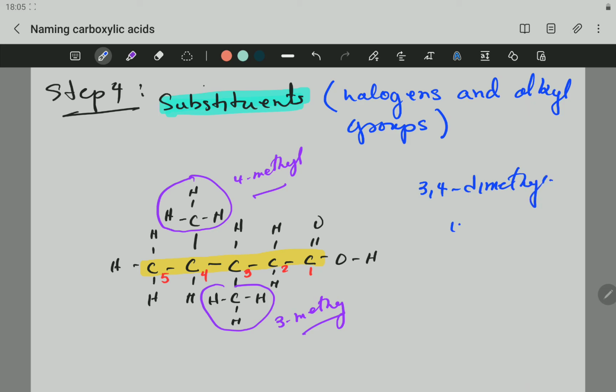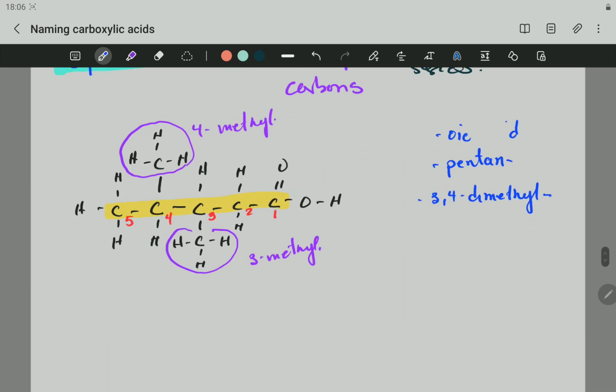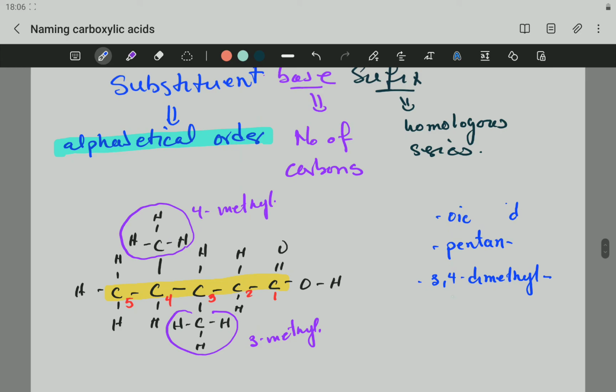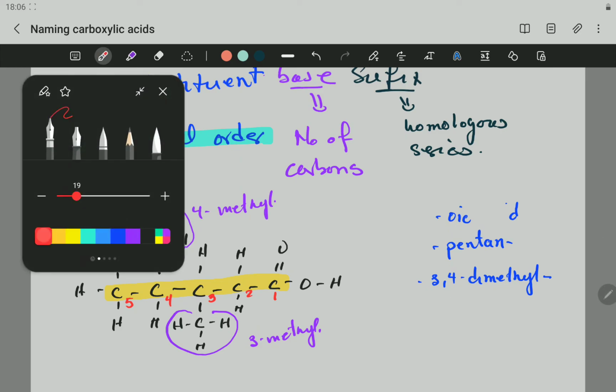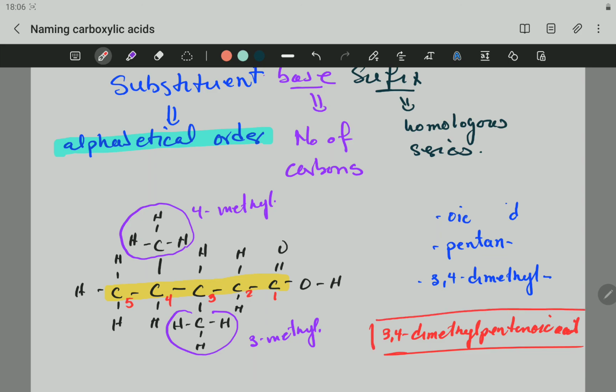We have oic acid. We have pentan. So this is all the information we have up until now. So what do we have to do? We have to organize the name, starting with the substituents: 3,4-dimethyl, then pentan, then oic acid. Note it is all one word. So it is 3,4-dimethylpentanoic acid.